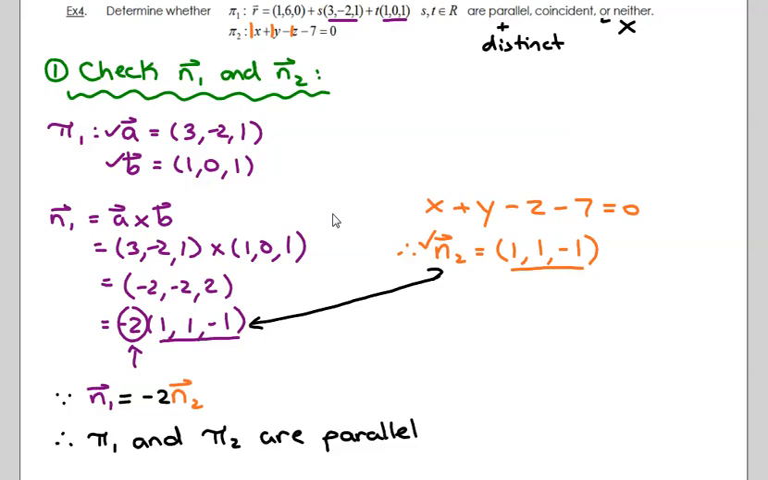So we've now gotten rid of that case, and all we have to do is make sure that they're either distinct or they're coincident. So I'm thinking we need to find a point that is on plane 1 and sub it into plane 2. If that works, they're coincident. If they don't, then they're distinct. So it does look like I have an extra point that I can probably deal with. This guy right here. Let's take that one and sub it into the other equation.